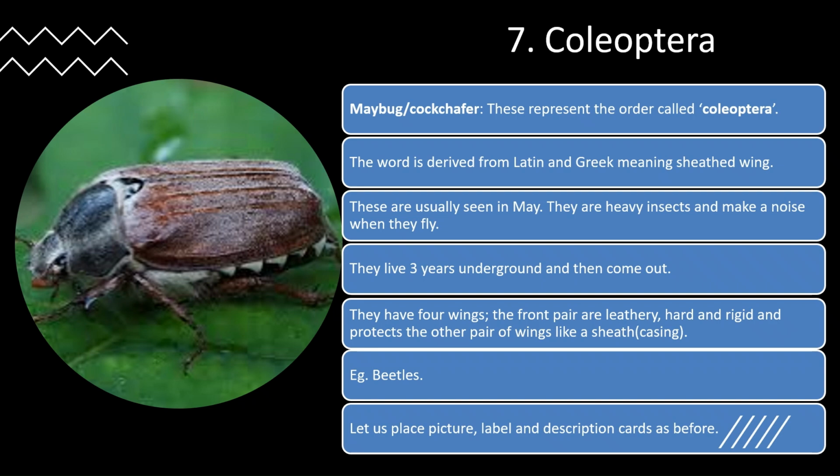They have 4 wings. The front pair are leathery, hard and rigid, and protect the other pair of wings like a sheath, that is like a casing. Examples are beetles. Now let us place a picture, label and description cards as before.